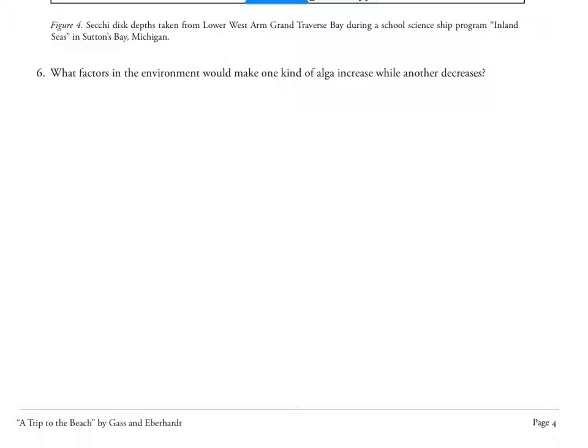Bottom of page 4 is question number 6. What factors in the environment would make one kind of alga increase while another decreases? So there's many different answers because there are many different factors. This is a multifactorial system again. A lot of people talk about whether or not there's sunlight involved here. So, sunlight.